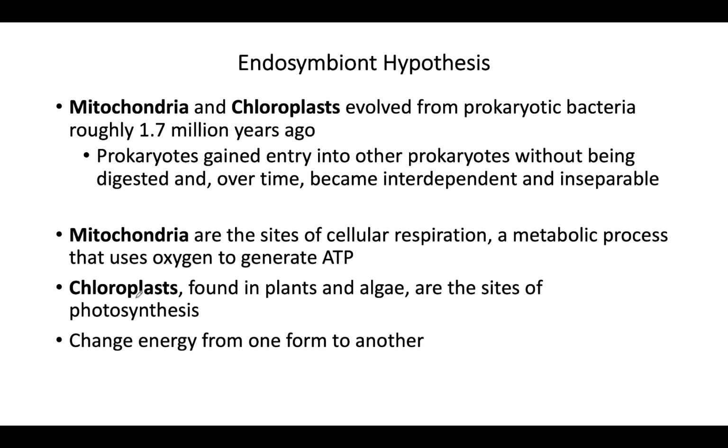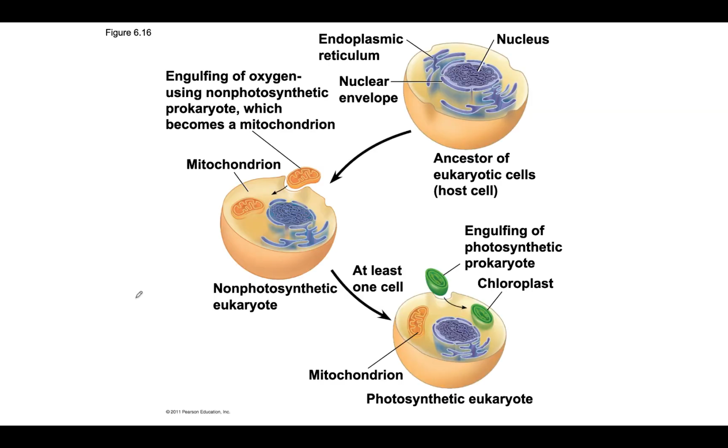Mitochondria and chloroplasts are involved in changing energy from one form to another. The ancestor of the eukaryotic cell, the host cell, had no mitochondria and no chloroplast. But mitochondria were an independent prokaryotic cell a long time ago. Then these mitochondria entered the host cell, engulfed as an oxygen-using, non-photosynthetic prokaryote, which becomes a mitochondrion.